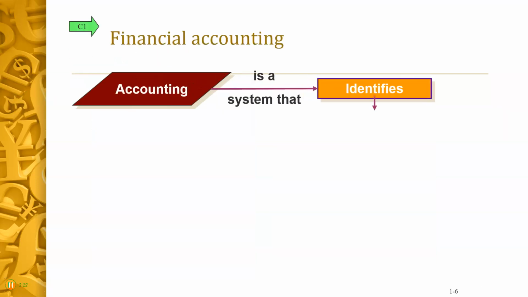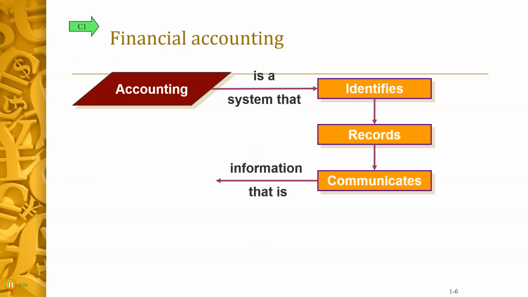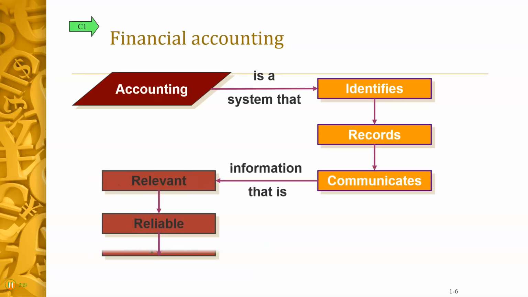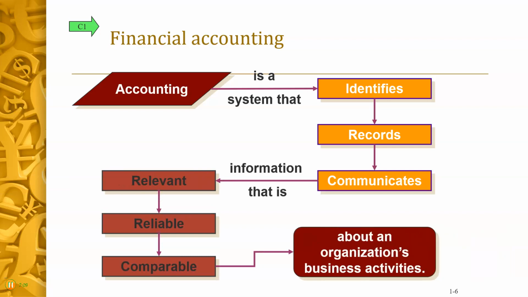Now, financial accounting is a system that identifies, records, and communicates information that is relevant, reliable, and comparable about an organization's business activities. What we focus on in this class is identifying, recording, and communicating. So we identify only a financial transaction. We record, we have a method of doing that. We discussed that in Chapter 2 and 3. And then we communicate, and that is with the financial statements.